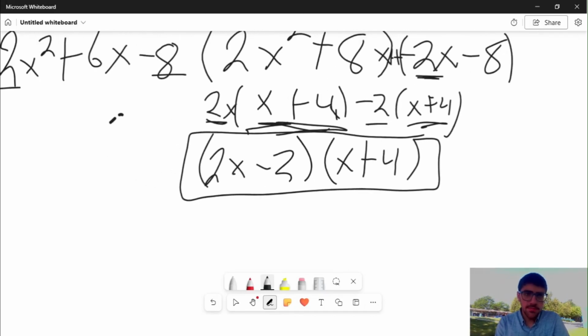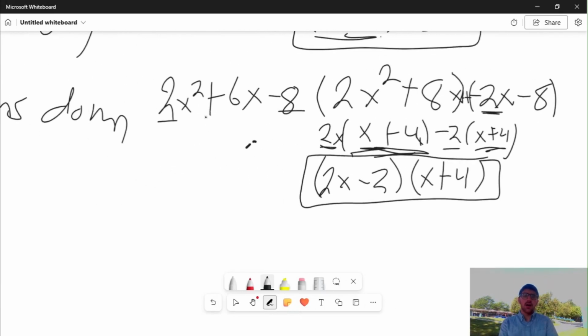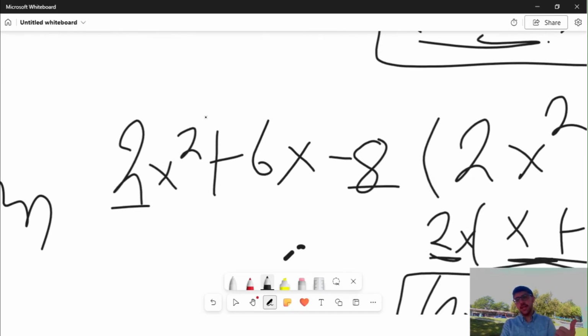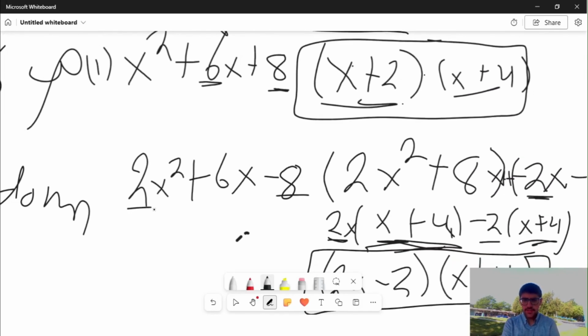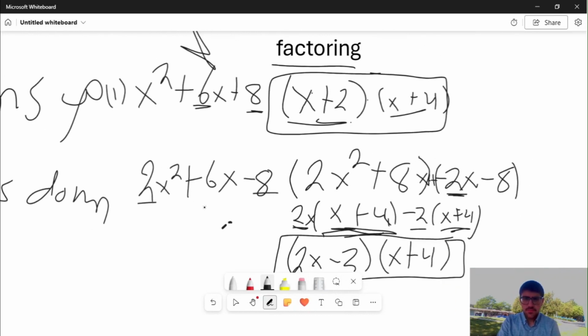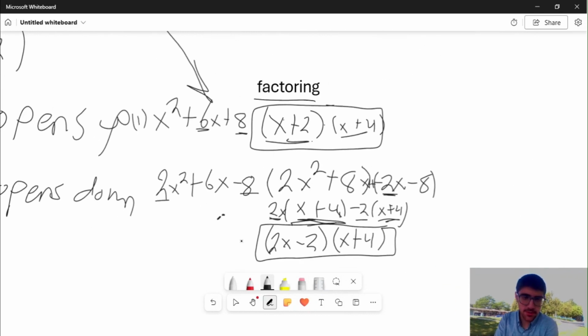Also another way would be, if they're all divisible by something, you could technically just divide. For this one you could have just divided each one by 2 and you would have been left with x squared plus 3x minus 4, which is easier to work with. So 4 negative. Oh yeah. But anyways, so that is how you would do it with factoring.